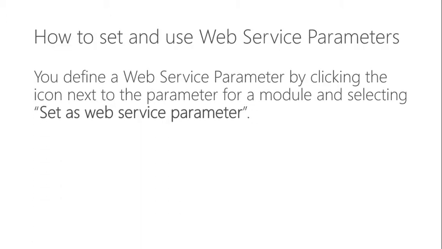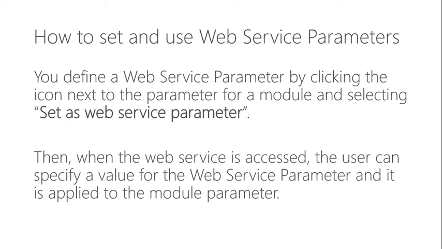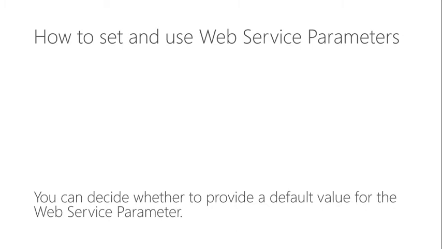How to set a web service parameter? You can define a web service parameter by clicking the icon next to the parameters for a module and selecting Set as web service parameter. Then, when the web service is accessed, the user can specify a value for the web service parameter, and it is applied to the module's parameter.